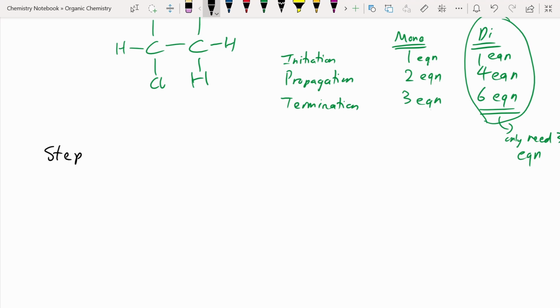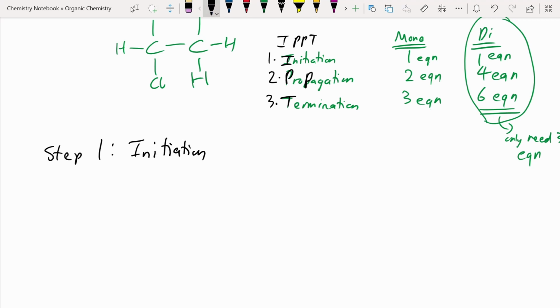By the way, if you do not know the steps, you can just remember IPPT. So initiation, propagation, and termination. Yeah. So step one, initiation.